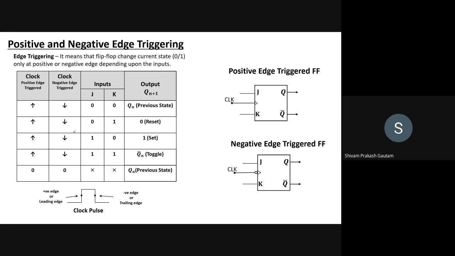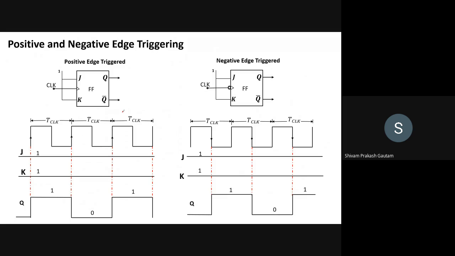The positive and negative edge we have already seen, so I will not cover this slide. I will be providing you the slides, do not worry about that. So this is how the positive edge trigger looks, you can see this is where the triggering is taking place. The basic difference is that in the negative edge we add a small circle. That is how you can find out whether it is positive edge or negative edge, right?